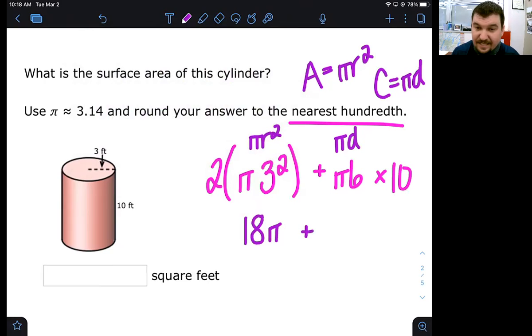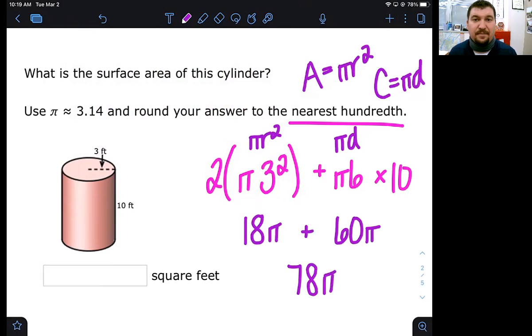On the other side, I've got 6 times 10, which is 60, and that's going to get times by pi. But I haven't multiplied by pi yet. I'm not going to do that until the very end. Even now, I can still combine the 18 and the 60. That's just 78. So this whole cylinder is just 78 times pi.